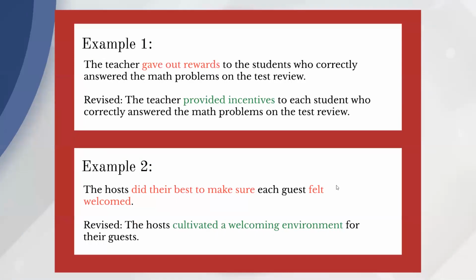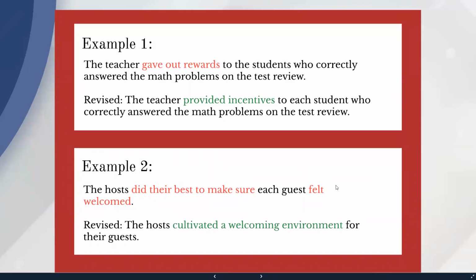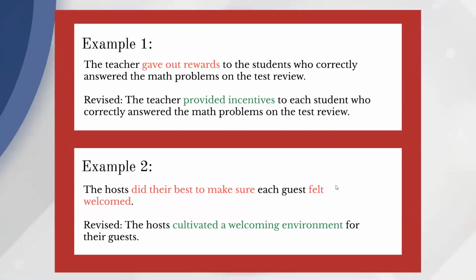Let's take a look at a couple of examples. Example number 1 reads, the teacher gave out rewards to students who correctly answered the math problems on the test review. So the action taken here is the teacher gave out rewards. Let's take a look at the revised example. The teacher provided incentives to each student who correctly answered the math problems on the test review. Provided incentives is more concise. It took one word out of there, and it's stronger than gave out rewards. So that's kind of what we're looking for in strengthening.